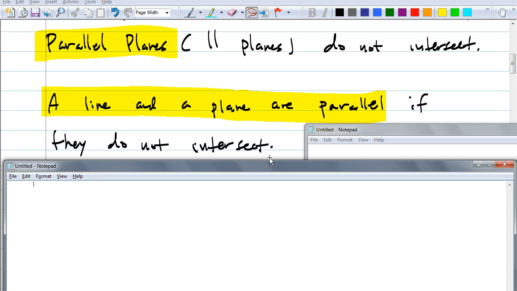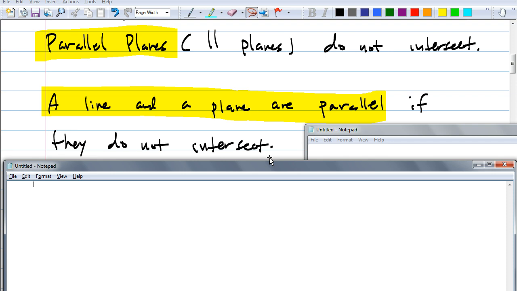In terms of this room, I guess, again. A line on the floor. You could pick any line on the floor, and then the ceiling. Imagine that the ceiling is your plane, right? Will that line on the floor intersect the plane, the ceiling? No. So that's an example of a line and a plane that are parallel. Easy? Very straightforward. Would you not agree?